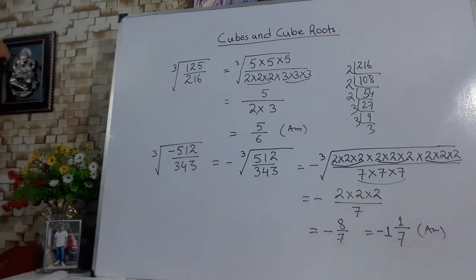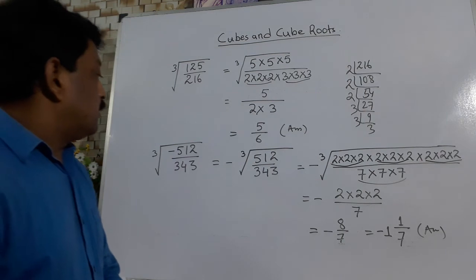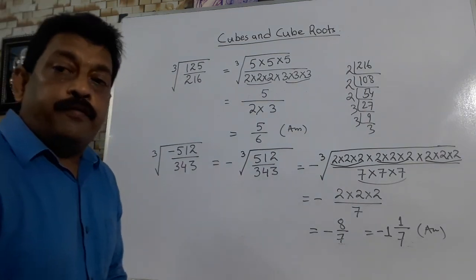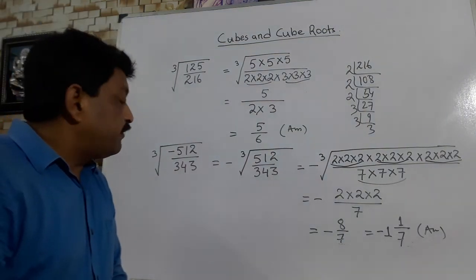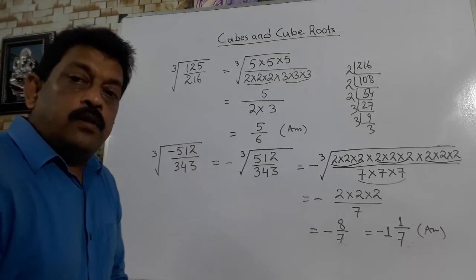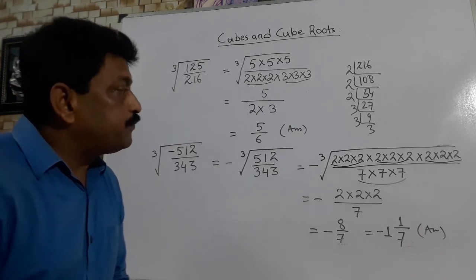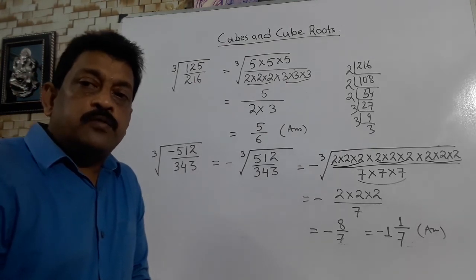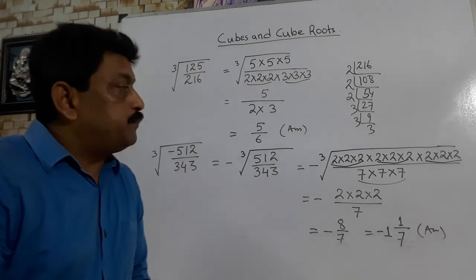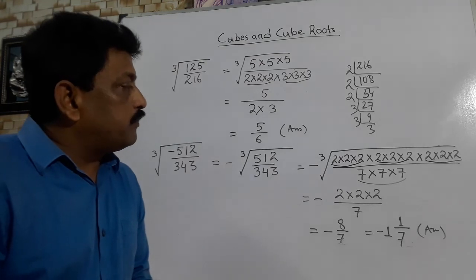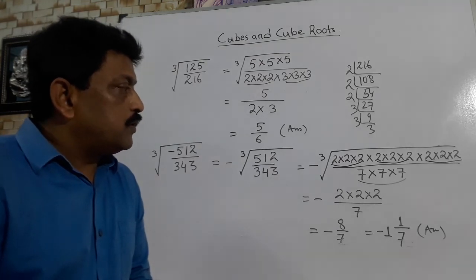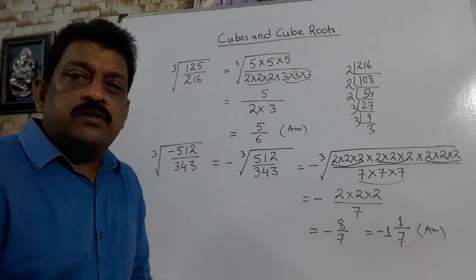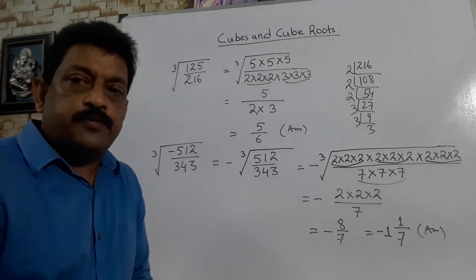Thus we can also find the cube root of positive fractions and negative fractions. Hope you have understood the whole thing. This is the end of this chapter. Cube and cube root is much easier, and after solving so many sums, I think it is much clearer to you how to do the sums.